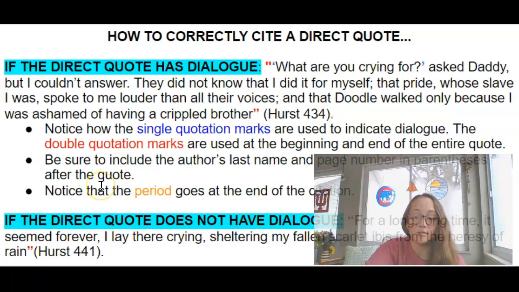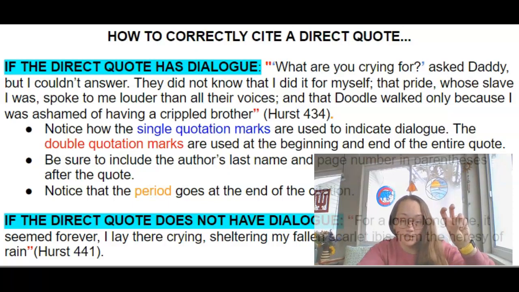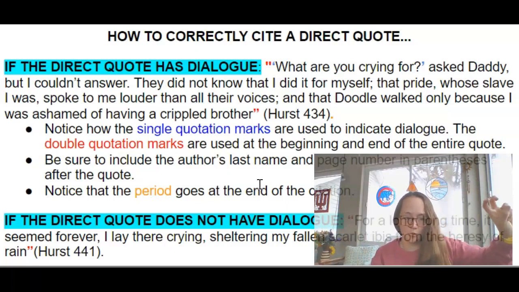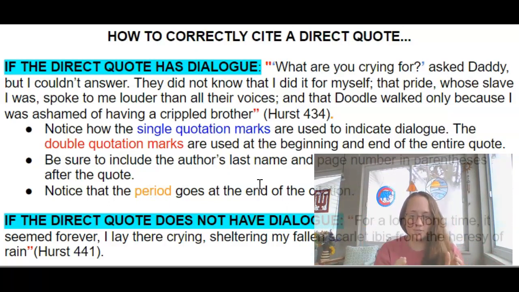And then if there is no dialogue, all you have to do is put quotation marks around the start of where you're citing and then the finish. Like in this case, it says, "For a long, long time, it seemed forever, I lay there crying, sheltering my fallen scarlet ibis from the heresy of the rain." Since nobody's speaking there, I don't have to use the single quotes. There's double quotes around the whole thing. And then in parentheses, I have the author's last name, page number, and then a period at the end. Now, a lot of times people want to put a period right after the quote itself, before the parentheses. That is incorrect. So if you need to pause this, take a picture of it, do whatever you need to.